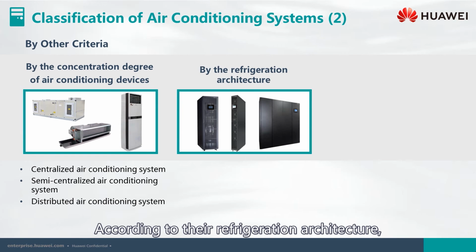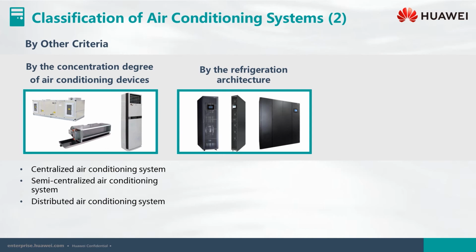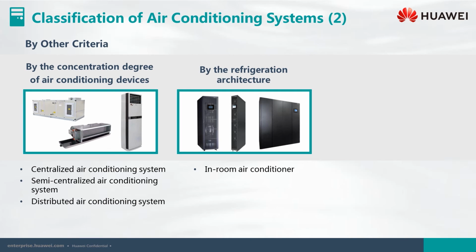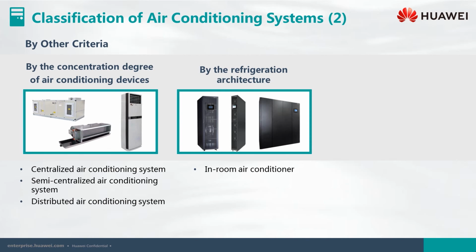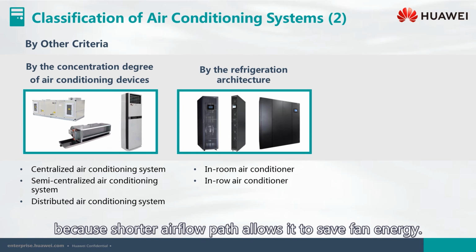According to their refrigeration architecture, air conditioners are classified as in-room, in-row, or in-cabinet. In-room air conditioner refrigeration objects are the whole cabinets. Huawei's in-room air conditioner solution is Netco 8000 series. It adopts down supply. In-row air conditioner refrigeration objects are the whole row of cabinets, because shorter airflow path allows it to save fan energy.